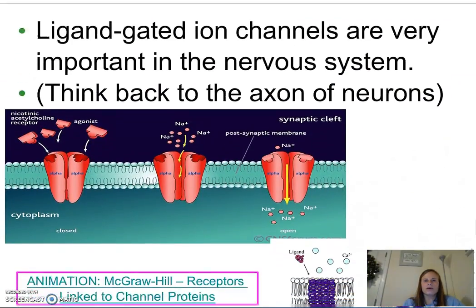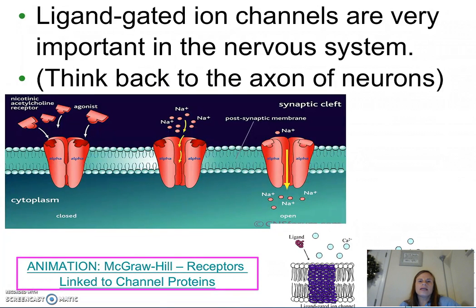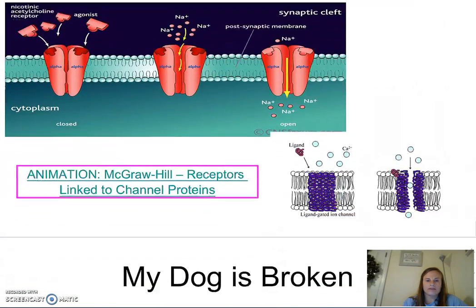So think back to our unit on the neuron. Ligand-gated ion channels played a vital role when sending action potentials. Sodium needed to go in order to change the charge on the inside of our cell in order to propagate that action potential. Well, acetylcholine is the ligand that would bind to this ligand-gated ion channel in order to open it to enable that sodium to move into the axon.